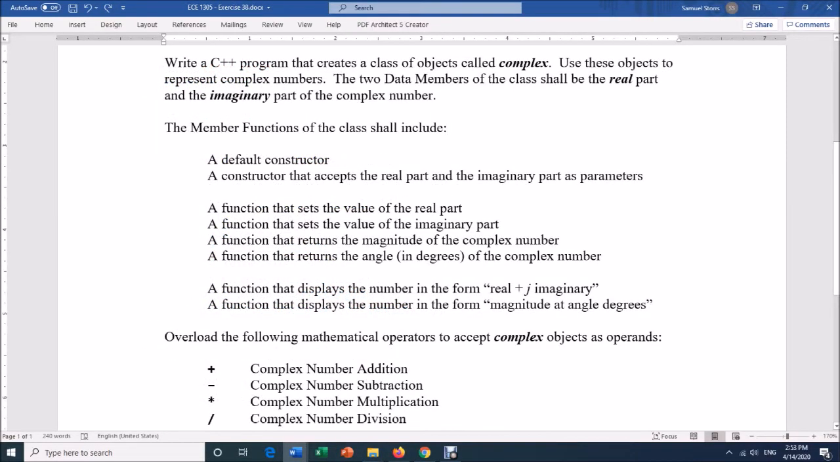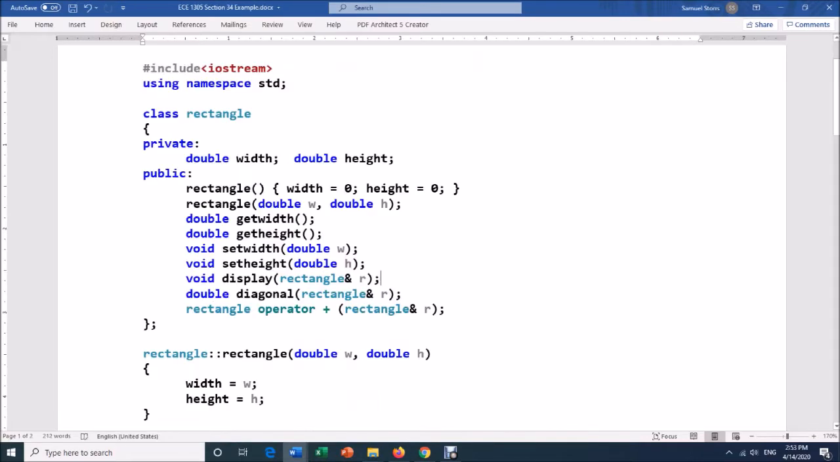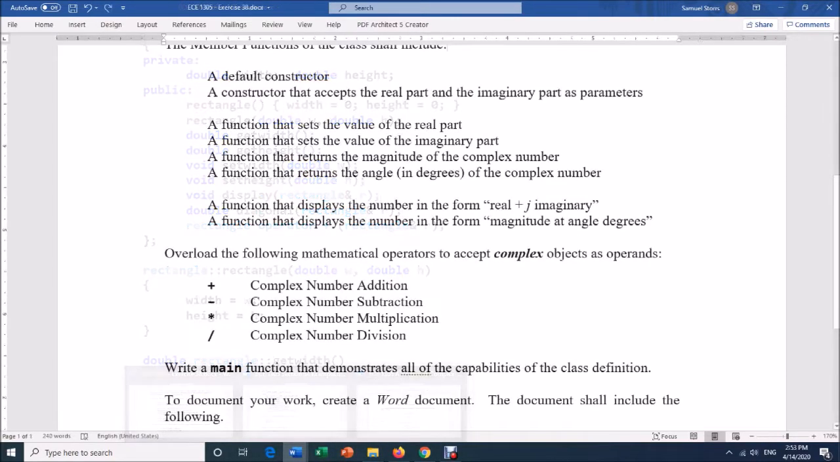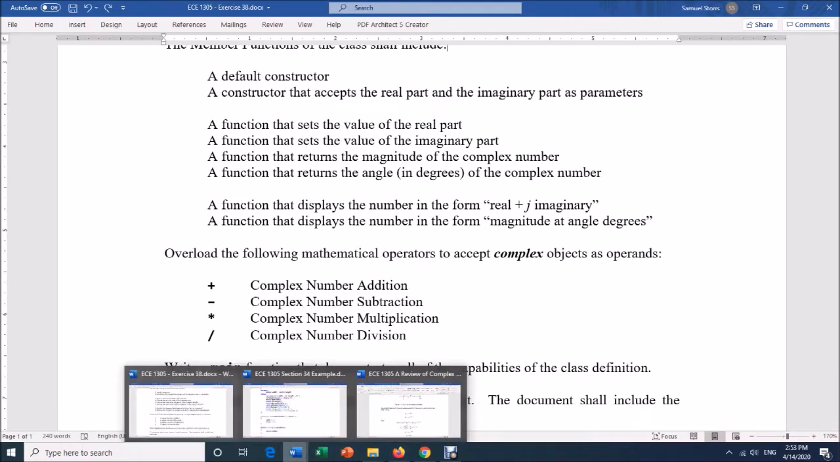The member functions of the class shall include a default constructor and a constructor that accepts the real part and the imaginary part as parameters. That was demonstrated with this example for the rectangle, a default constructor and also a constructor that takes parameters, and the definition for the constructor is on this same page. A function that sets the value of the real part and sets the value of the imaginary part. You have example functions for those as well.